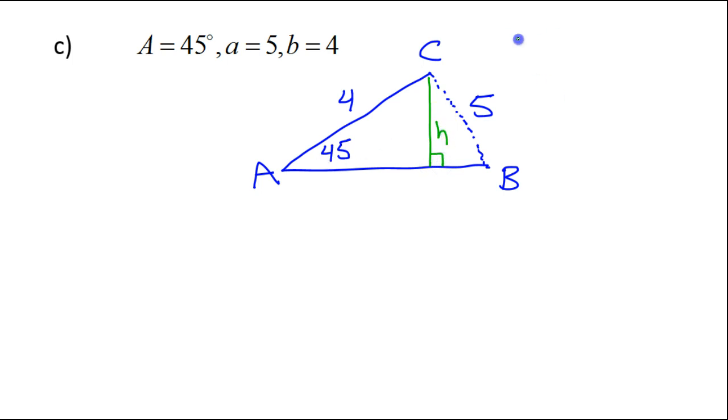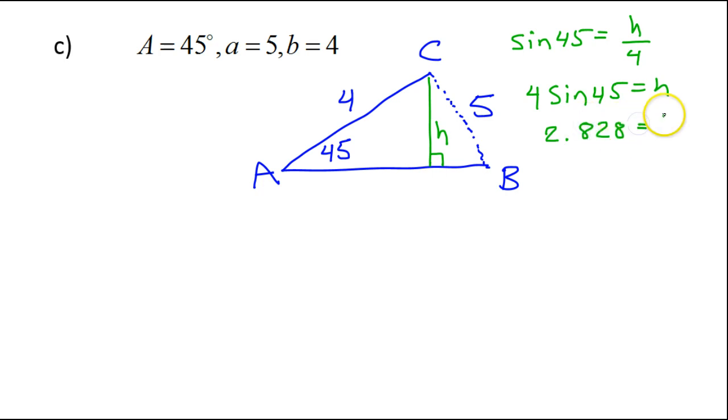The height can be found by doing the sine of 45 degrees, which is opposite over hypotenuse, h over 4. Multiplying by 4 on both sides gives 4 sine 45 is equal to the height. I'm going to just put this in my calculator real quick. 4 sine 45. Okay, that is giving me 2.828 for the height. All right, so it's approximately 2.8.